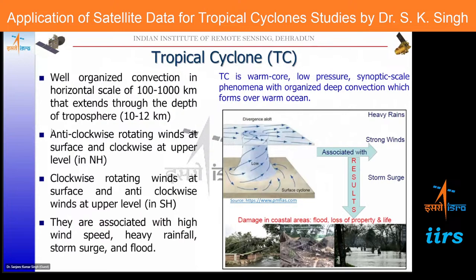The tropical cyclone has a property: at the surface the wind rotates anti-clockwise, and at the upper level it rotates clockwise, in the northern hemisphere. This is because the tropical cyclone is a cylindrical kind of structure. At the surface there is convergence, and at the upper level there is divergence in the northern hemisphere. This criterion is just opposite in the southern hemisphere. We know that a tropical cyclone is associated with high wind, heavy rainfall, and storm surge, which are the major contributors to damage over the coastal area.